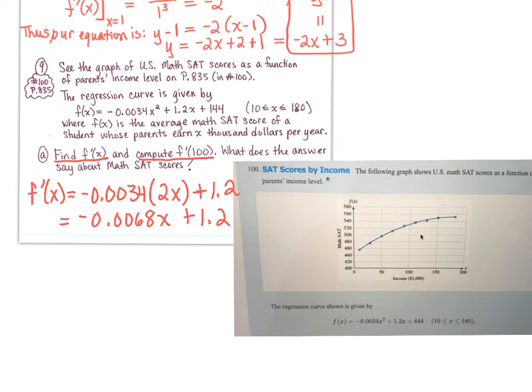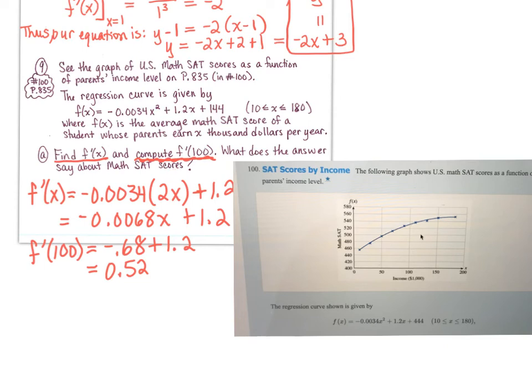Now it says compute f prime of 100. So f prime of 100, take a minute and tell me what that is going to be. -0.0068 times 100 gives you what? Negative 0.68, good, plus 1.2 gives you what? 0.52. 0.52, good.